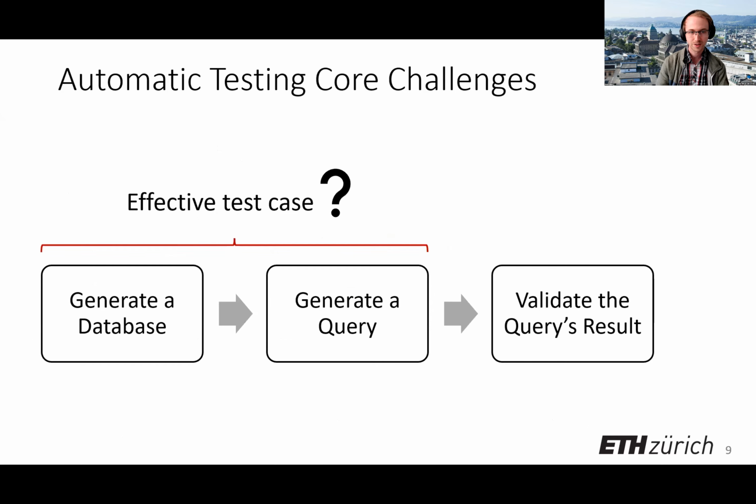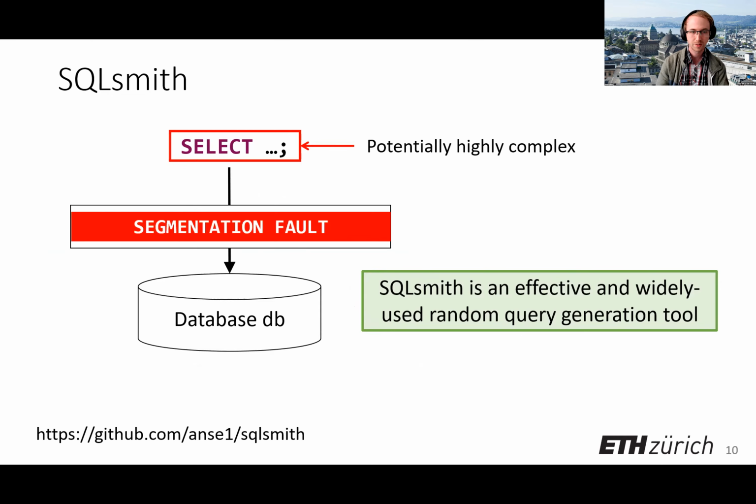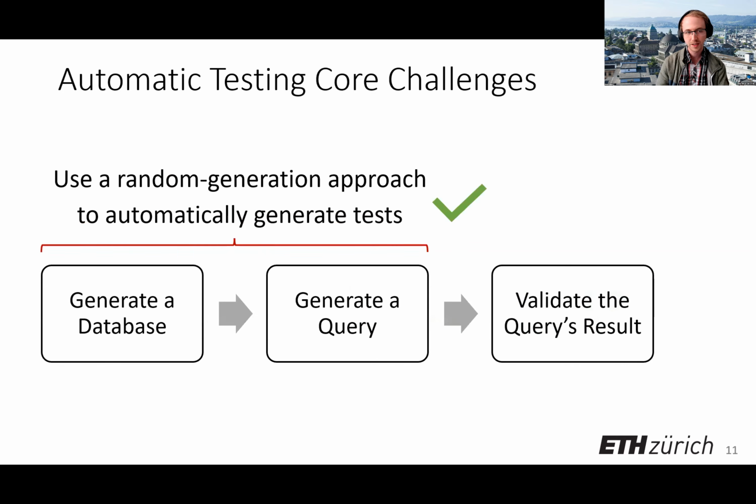And this brings us to two challenges. First of all, if we want to have an automated testing approach, we need a test case. In our case, this means that we need to generate a database and a query that we can then validate. Looking into what's already out there, we can find tools such as SQLsmith. SQLsmith is an effective and widely used random query generation tool that generates complex SQL statements that might cause, for example, a crash in the database system that developers can then fix. So I would say that this is already a solved challenge. We can use either this random generation approach or another one to generate the test cases.